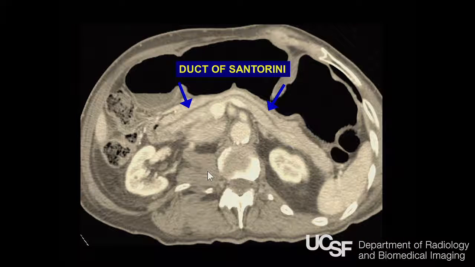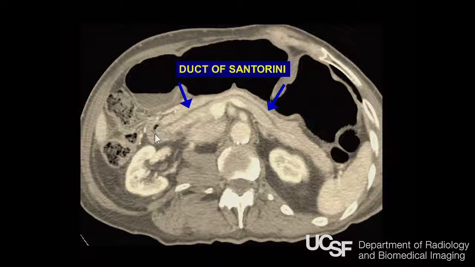Now, this is a patient with divisum demonstrated quite nicely on CT. And you have a dominant duct of Santorini. This is usually not the dominant duct. The Wirsung duct is usually dominant. But here you have a larger duct of Santorini.